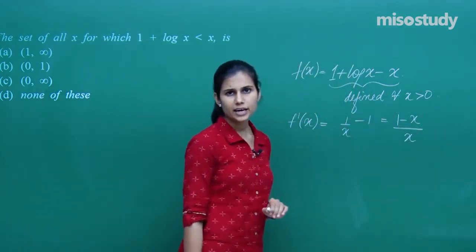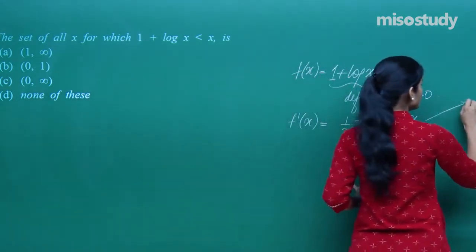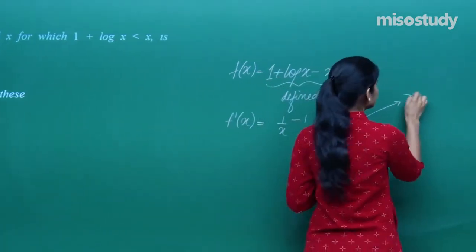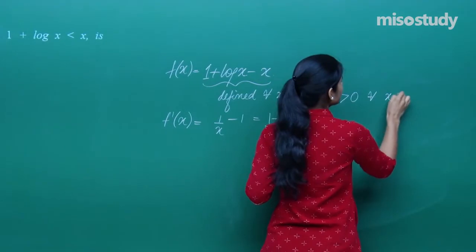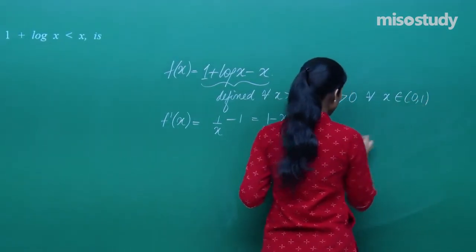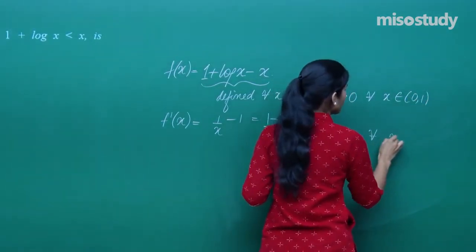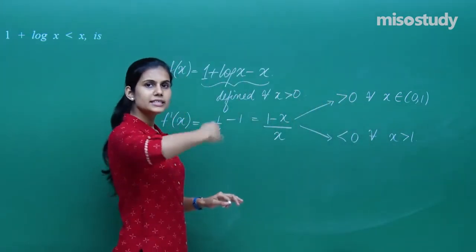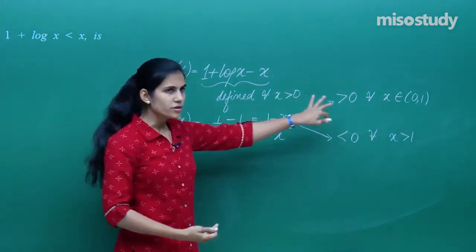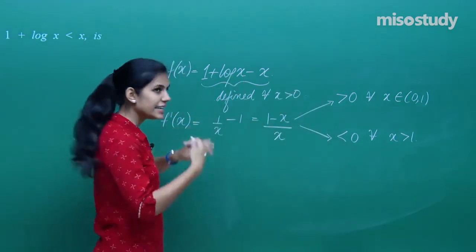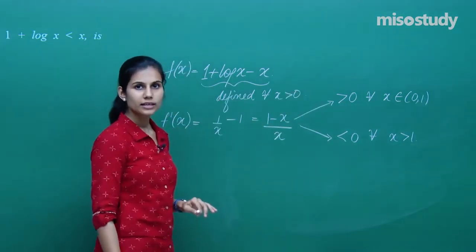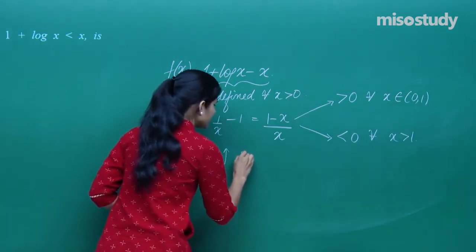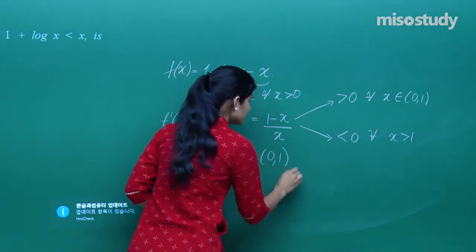Now, observe very carefully this particular function. It is not at all difficult to realize that this basic function is greater than 0 for all x belonging to 0 to 1, and it is less than 0 for all x greater than 1. If from 0 to 1 f dash is positive, that means f is increasing in 0 to 1.